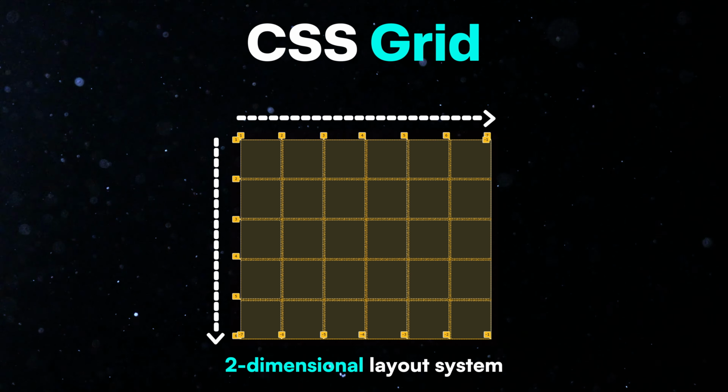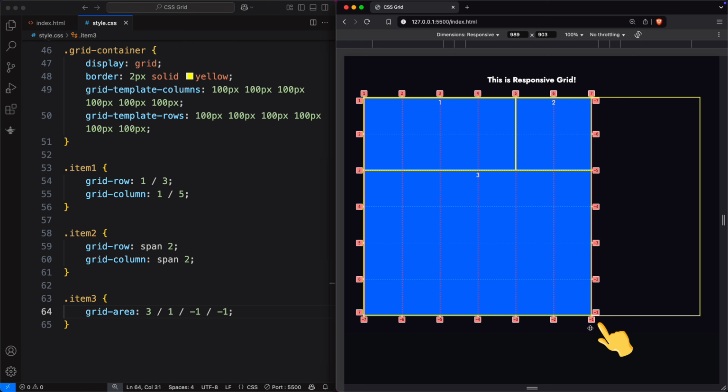And for the fastest method, you can use grid-area. This lets you define everything with one property. It takes 4 values: row start, column start, row end, column end. For example, if I want item 3 to fill the remaining space, I can make it start at row 3, column 1, and end at row 7, column 7. CSS Grid even supports negative numbers, so instead of counting lines, I can just use -1 to refer to the last line.